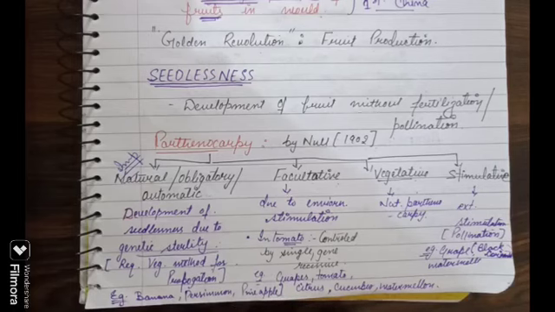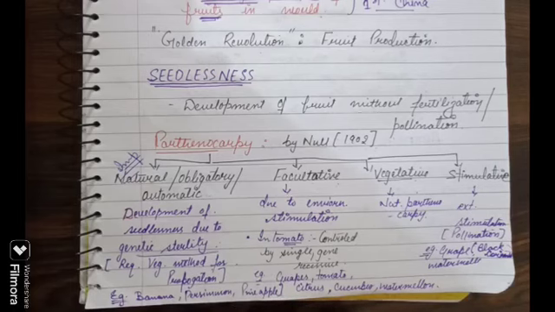Then second is the facultative parthenocarpy, which is due to environmental stimulations or the changes we can see in the environment. The crops related to facultative parthenocarpy are grapes, tomato, citrus, cucumber, and watermelon. In tomato, the parthenocarpy is controlled by a single gene, which is recessive, that is a single recessive gene.